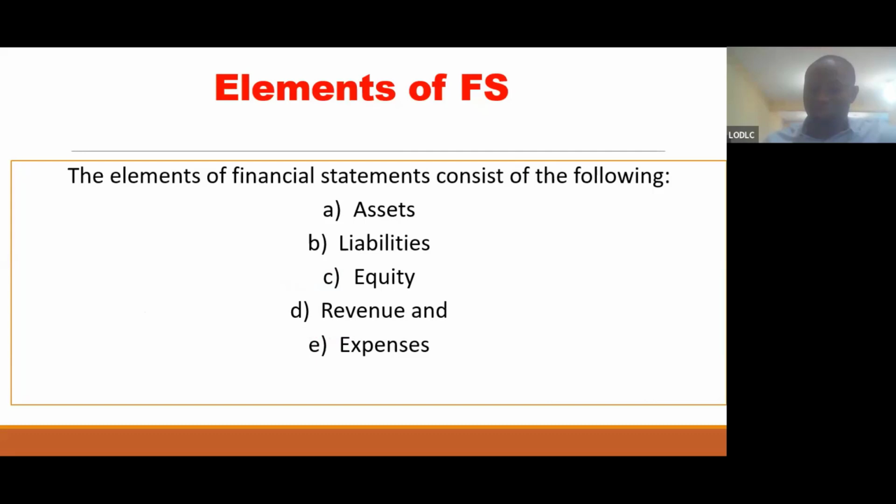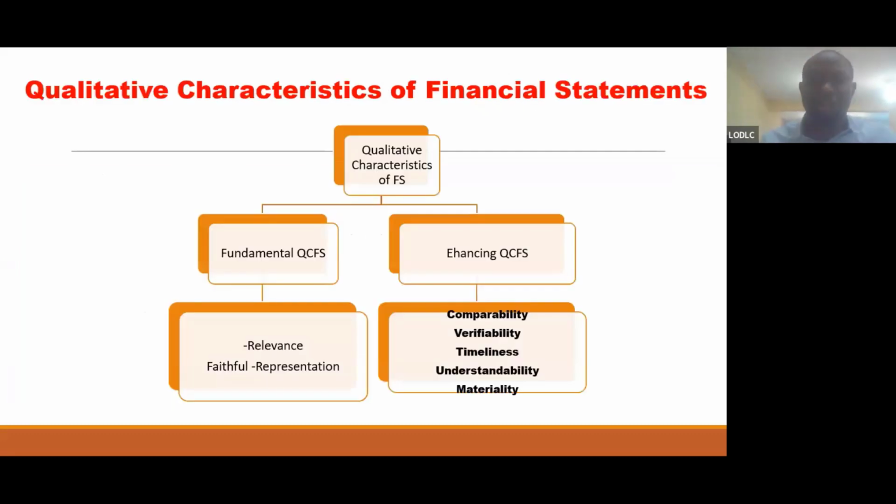So now let us move to the qualitative characteristics of financial statements. When you are talking about qualitative characteristics of financial statements, what are the attributes that the financial statement must have for us to place our reliance on it? That's what we mean by qualitative characteristics of financial statements. These are divided into two: we have fundamental qualitative characteristics, and we have enhancing qualitative characteristics.